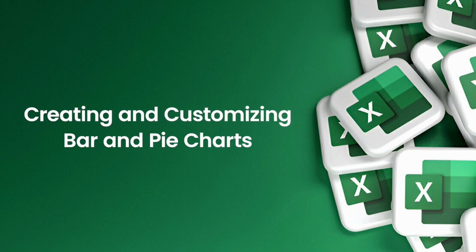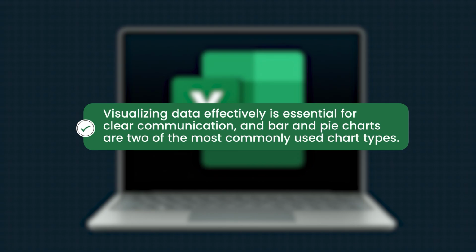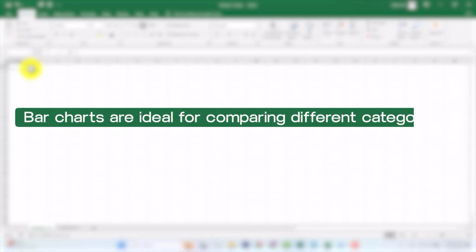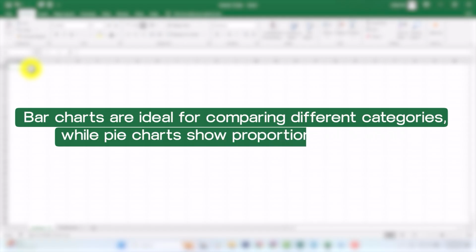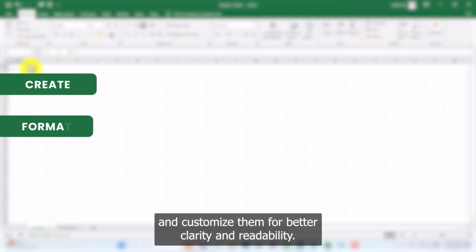Creating and customizing bar and pie charts. Visualizing data effectively is essential for clear communication, and bar and pie charts are two of the most commonly used chart types. Bar charts are ideal for comparing different categories, while pie charts show proportions of a whole. However, using them correctly requires an understanding of how to create, format, and customize them for better clarity and readability.